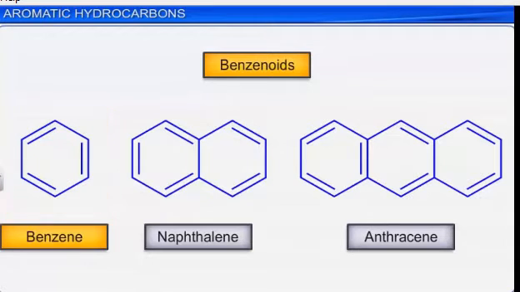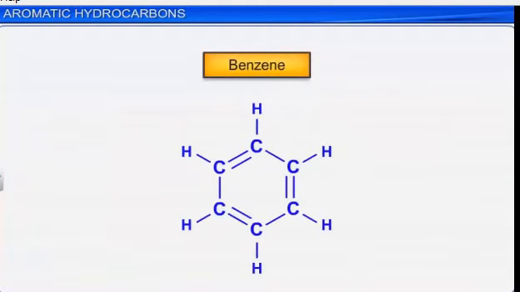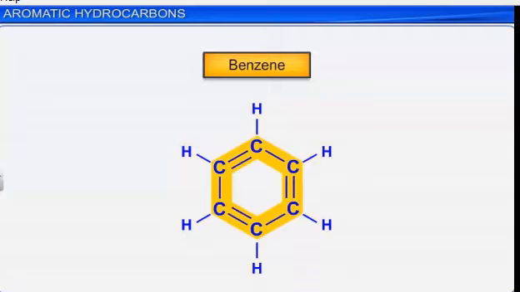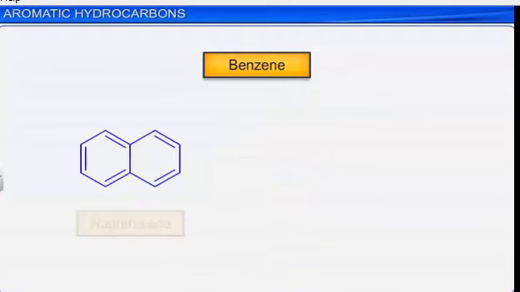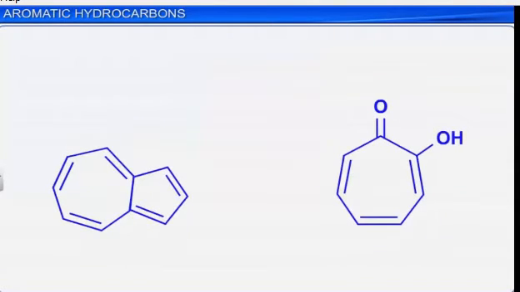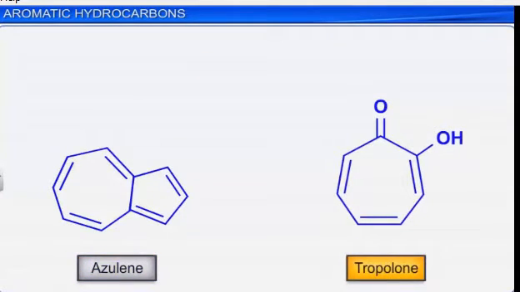It is an aromatic hydrocarbon with 6 carbon-hydrogen bonds arranged in a hexagon. Examples of aromatic hydrocarbons containing fused benzene rings are naphthalene, anthracene, and so on. Certain other aromatic hydrocarbons such as azulene and tropolone, which do not contain a benzene ring, are known as non-benzenoids.